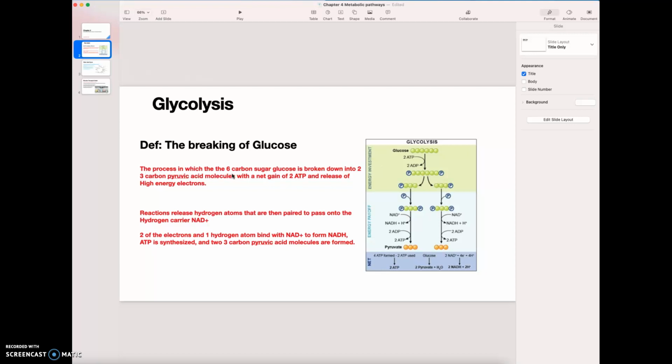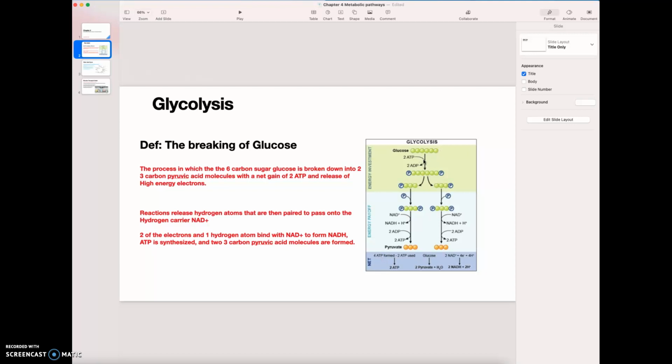Glycolysis is the process in which a 6-carbon sugar glucose is broken down into 2 3-carbon pyruvic acid molecules with a net gain of 2 ATP and the release of high-energy electrons. Glucose, in the end result of glycolysis, is converted into 2 3-carbon pyruvic acid molecules. And when it says net gain of 2 ATP, it's because it uses 2 ATP but gains 2 more, so it forms 4 ATP.